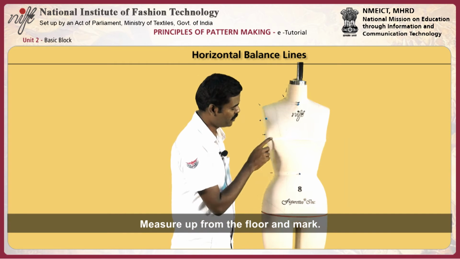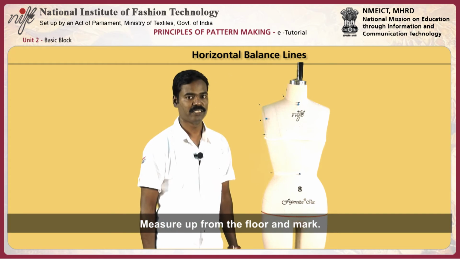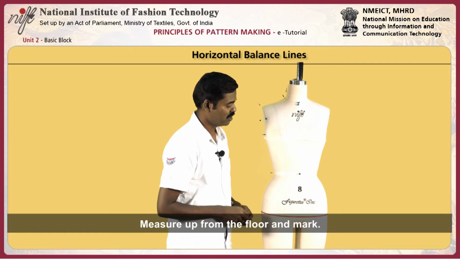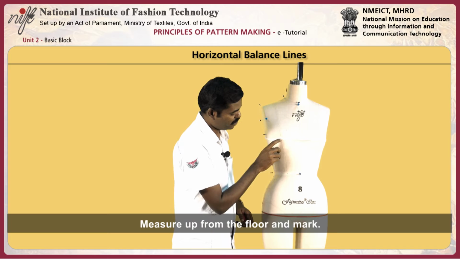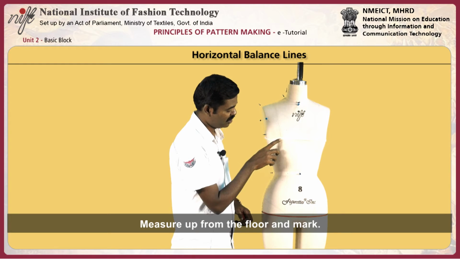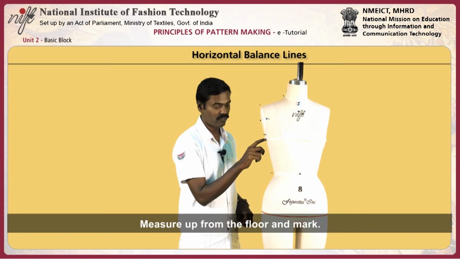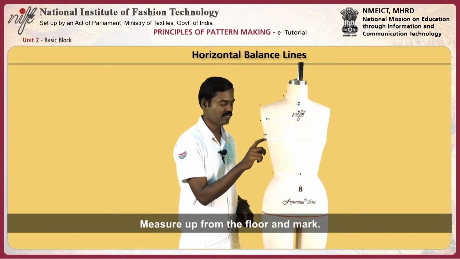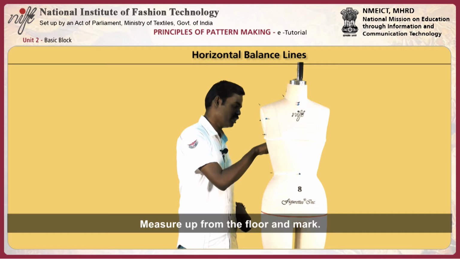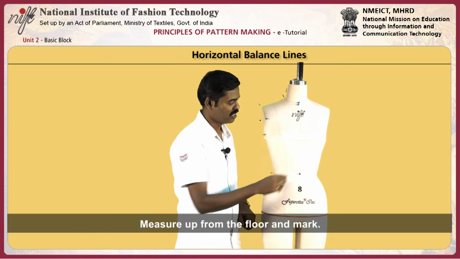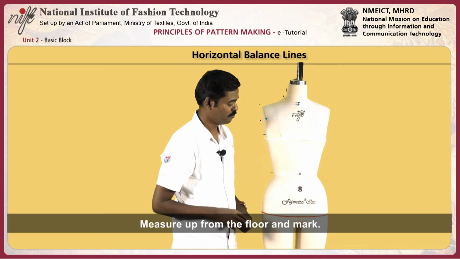Now we are going to make horizontal balance lines. I am going to make the bust line. First measure your bust point from the floor level and mark. And the same way measure from the floor and mark the side seam. Measure from the floor and mark the back and left side seam and left bust point.